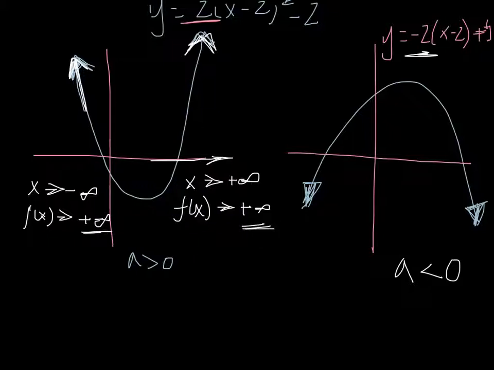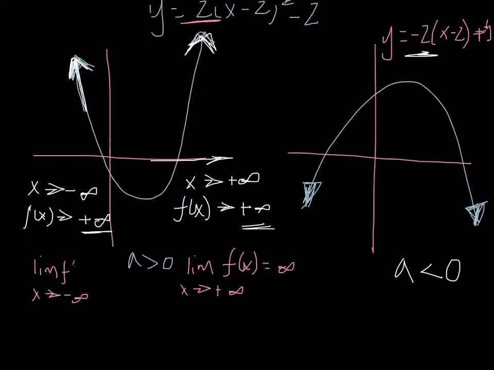An easy way to denote this is with limit notation: the limit as x approaches positive infinity, f of x equals positive infinity. On the left side, the limit as x goes to negative infinity, f of x equals positive infinity. That's the end behavior notation. Still can't spell, sorry.